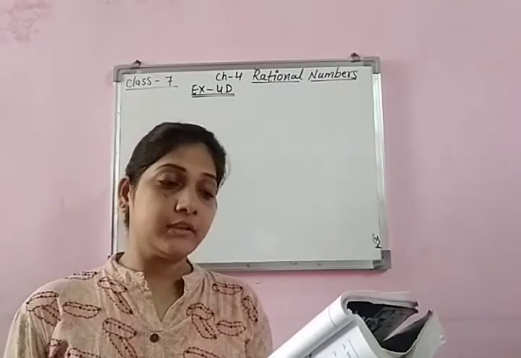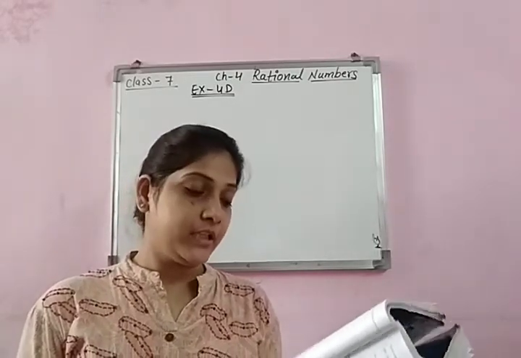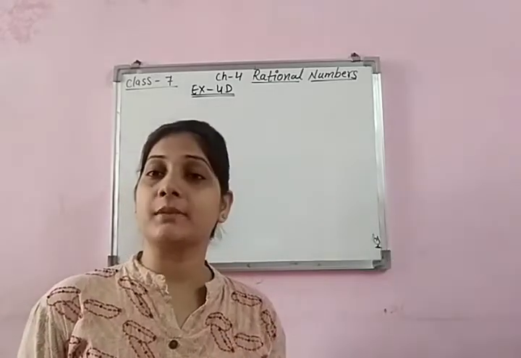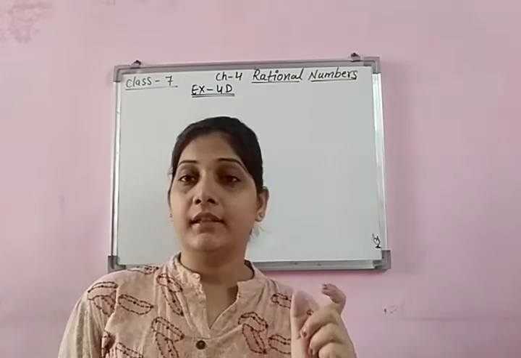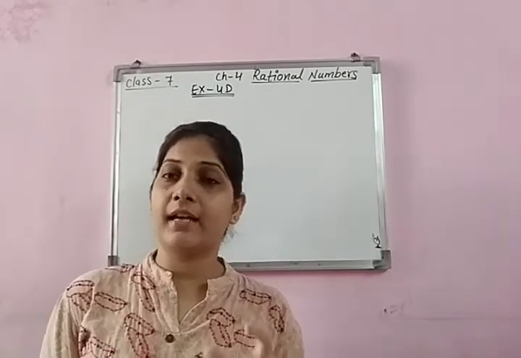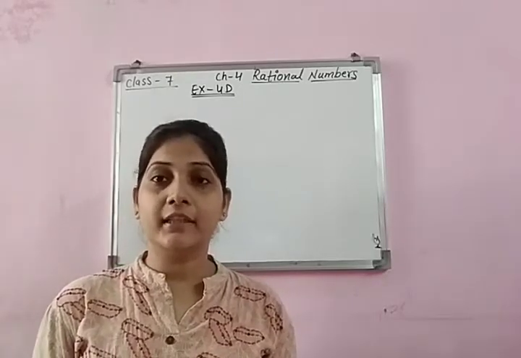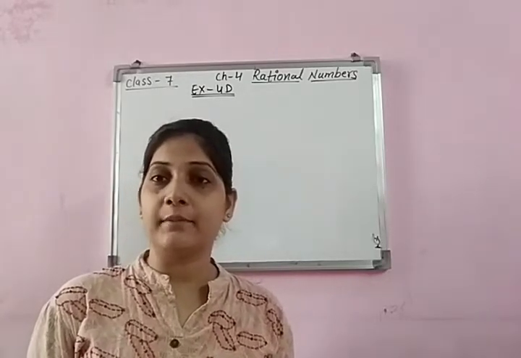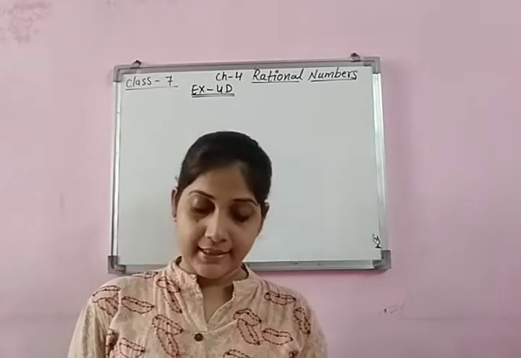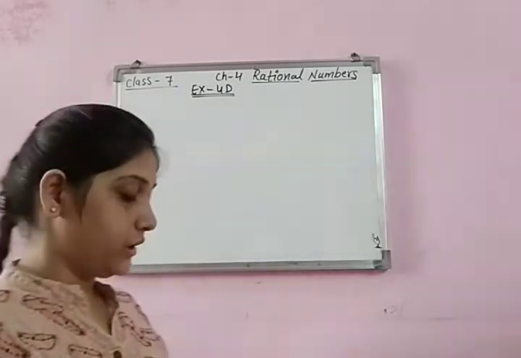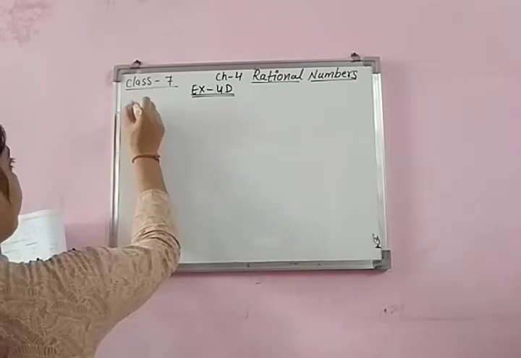Everyone can see page number 72, exercise 4D. It's from question number 4 to question number 16. I will tell you that each type has at least 4 to 5 sums, so I will solve one part of each type and you have to practice the remaining ones. Okay, let's start. First I am telling you question number 4, which is subtract the sum of.